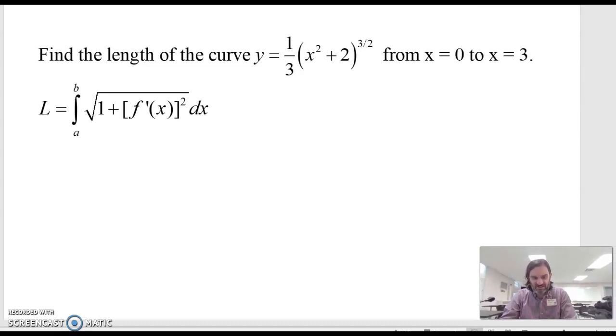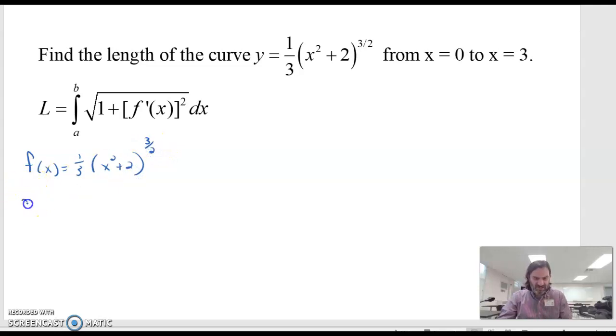But it says we're going to take the curve y equals 1/3 times the quantity x squared plus 2 to the 3/2. And we're going to find the length of that curve from x equals 0 to x equals 3. So we're going to use the formula that's all in terms of x. So we already know what y is. Y, or f of x, is 1/3 (x squared plus 2) to the 3/2.